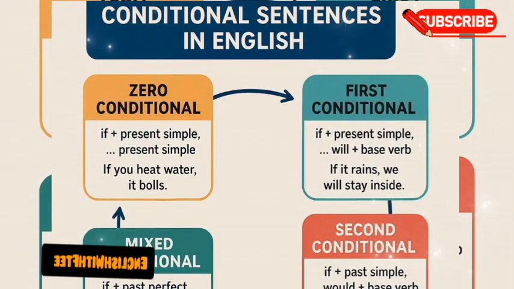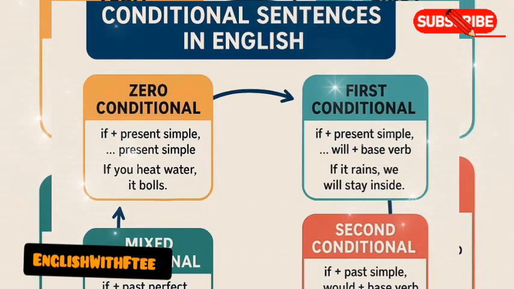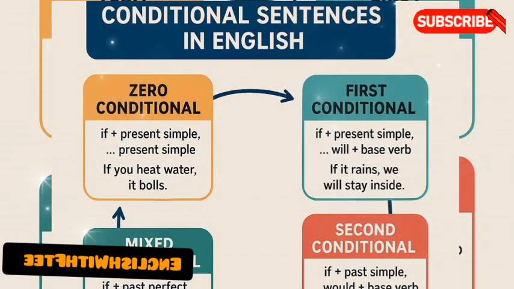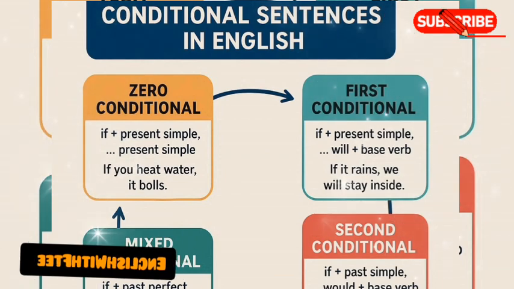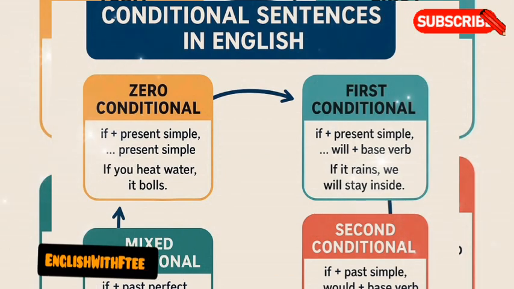Today, we are learning about 5 conditional sentences in English. These are special sentences we use to talk about facts, possibilities, dreams, and even regrets. Let's make it simple and fun.